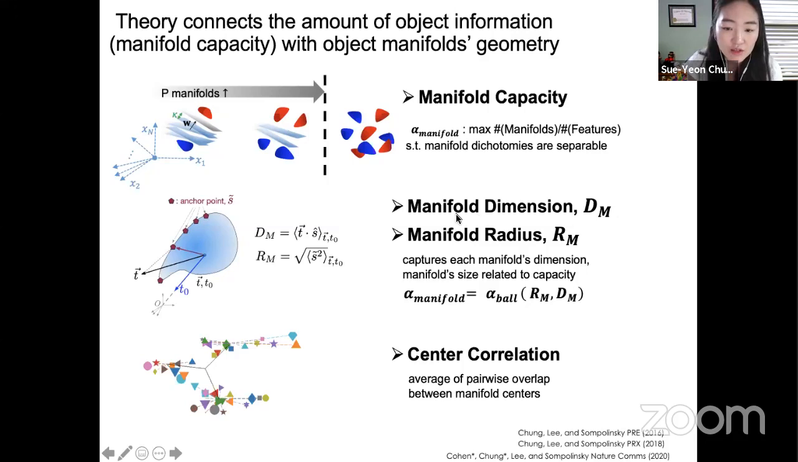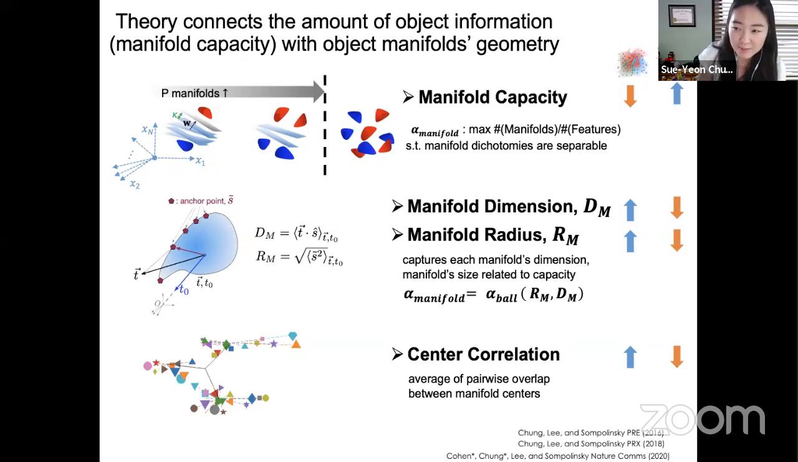And manifold dimension and manifold radius. And the correlations between the locations of these object manifolds. These 4 properties are theoretically linked in such a way that the capacity can be predicted by the geometrical properties of these object manifolds. When you're in a highly tangled and bad representation, the capacity is low, and that tends to be correlated with a larger object manifold dimension, larger object manifold radius, and higher correlations. And if you want to drive the representation to be highly untangled and separated, you need to reduce these 3 properties. So this is basically the summary of the theory.